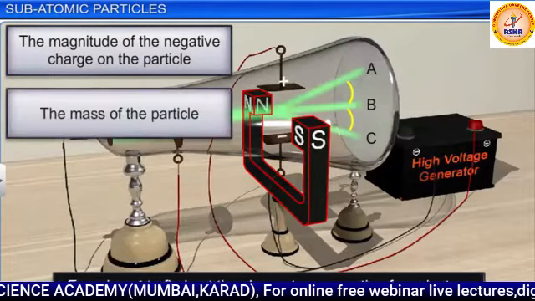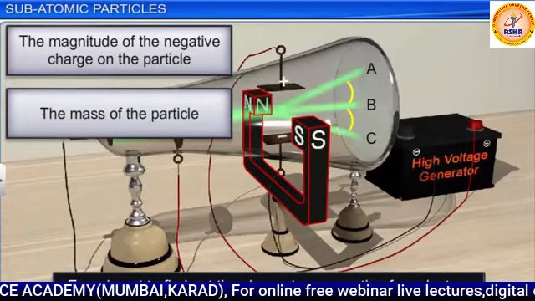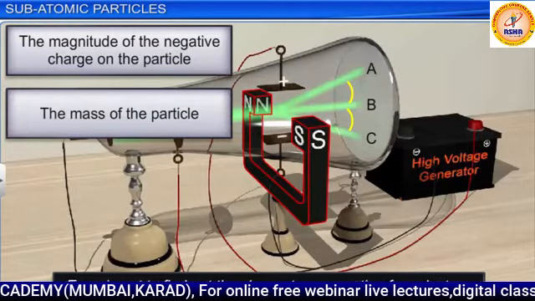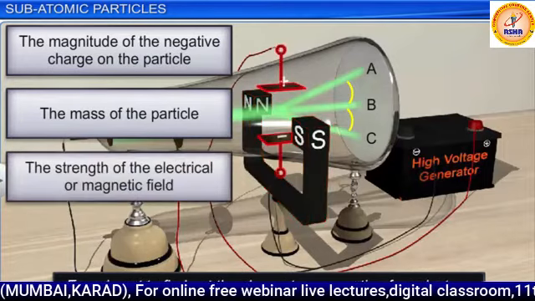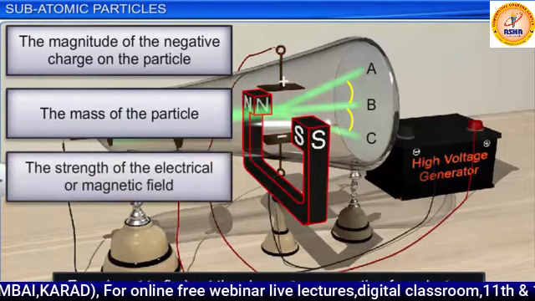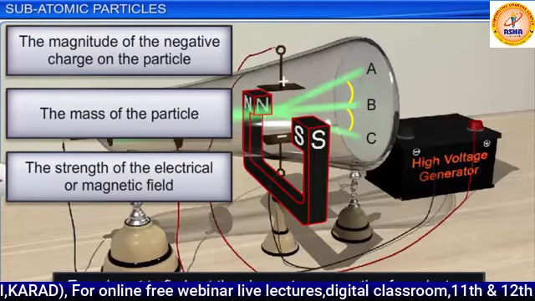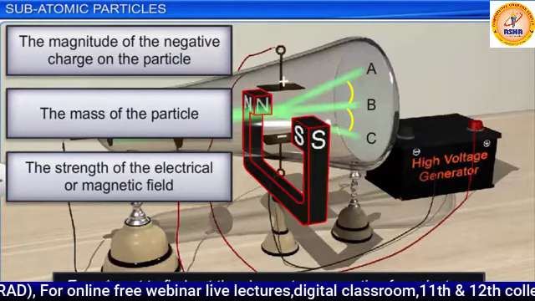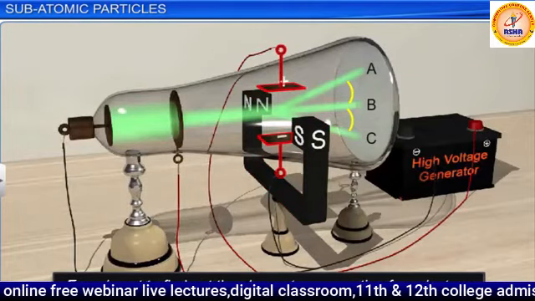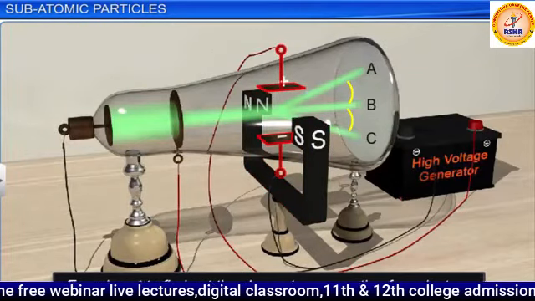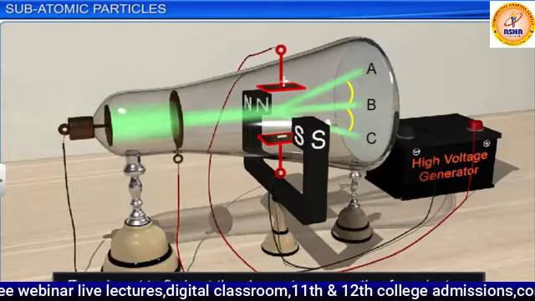Two, the mass of the particle. The lighter the particle, the greater the deflection. Three, the strength of the electrical or magnetic field. The stronger the field, the higher the deflection. When only electric field is applied, the electrons deviate from their path and hit the cathode ray tube at point A.